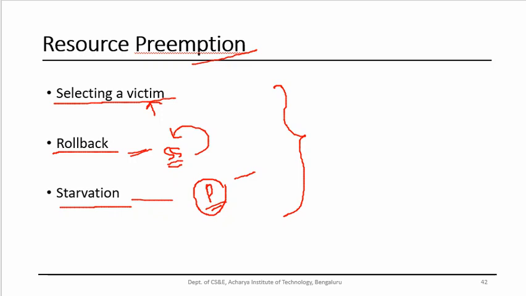So with this, we have finished discussing deadlocks. We have discussed the necessary conditions for deadlock to occur, and we have discussed three different approaches to handle deadlocks. The first one is the deadlock prevention mechanism. The second one is the deadlock avoidance approach, and the third one is deadlock detection and recovering from the deadlock. Okay, so with this we have completed our discussion on deadlocks.